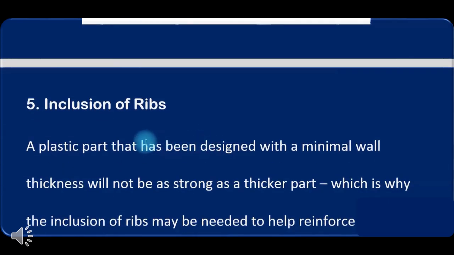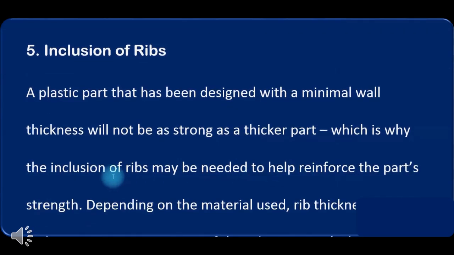Fifth is inclusion of ribs. A plastic part that has been designed with minimal wall thickness will not be as strong as a thicker part, which is why the inclusion of ribs may be needed to help reinforce the part.